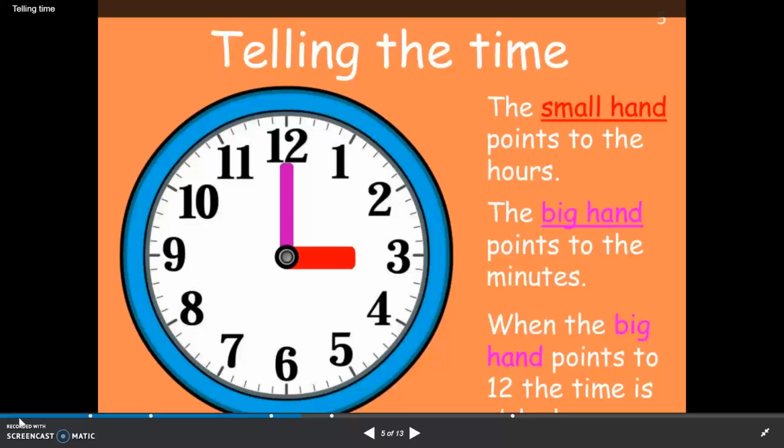So this is how to tell the time on an analog clock. The small hand points to the hours, and the big hand points to the minutes. The red hand on this clock is representing 3 hours, and the long hand is representing 12, which is actually 0 minutes. When the big hand is pointing to the 12, the time is o'clock. So this clock, for example, is 3 o'clock.